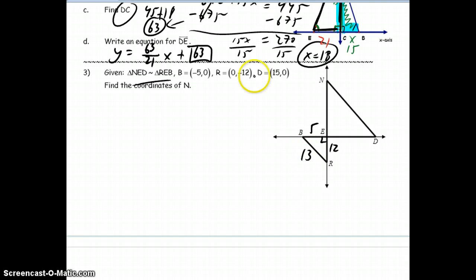And that's one of our triples. And for D, it's 15. And according to that, call that X, right? So N and R are the first letters listed, and B and E are the last letters listed. And so that's kind of how those figures match up.